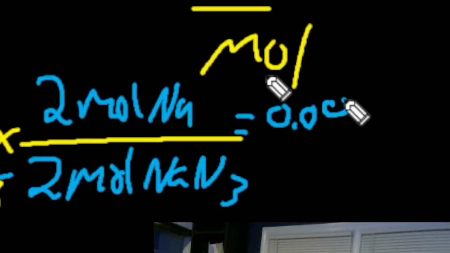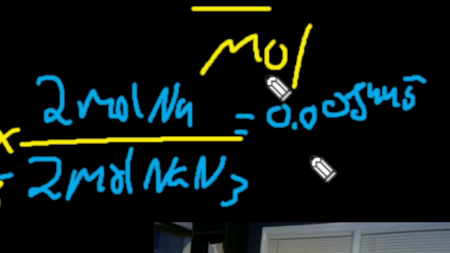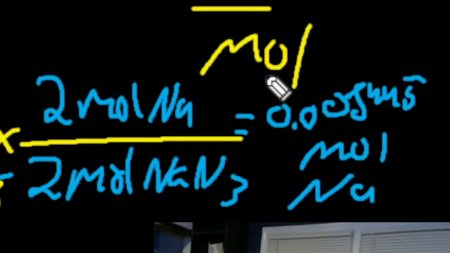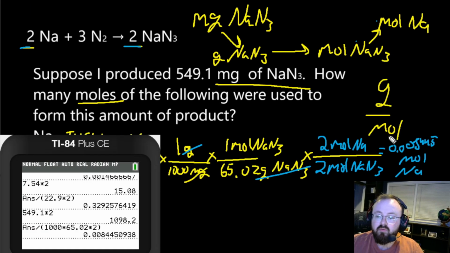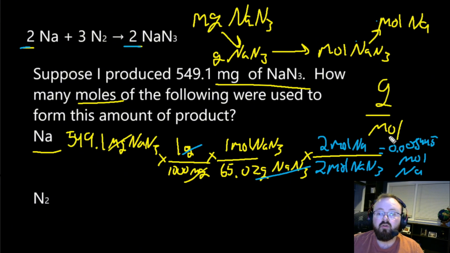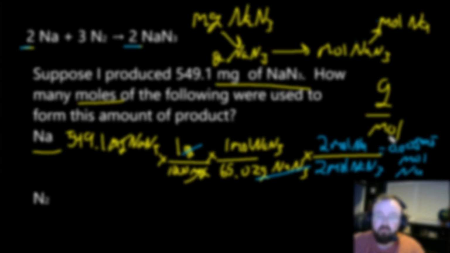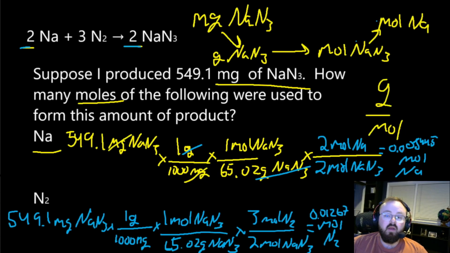0.00, what do we have? 4 sig figs. 8445 moles of Na. Okay? So just like last time here, I'm going to get you started on the nitrogen one. Try it on your own. Pause the video. Once you come up, the whole thing's going to be on there. Okay? Same idea.